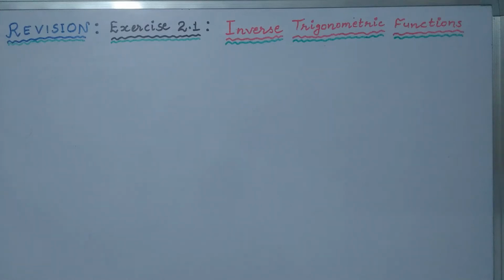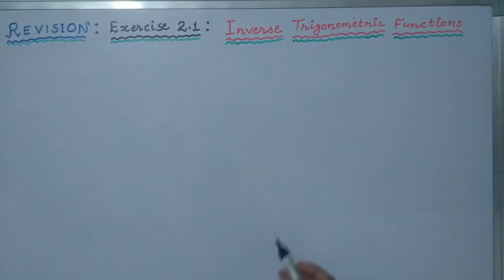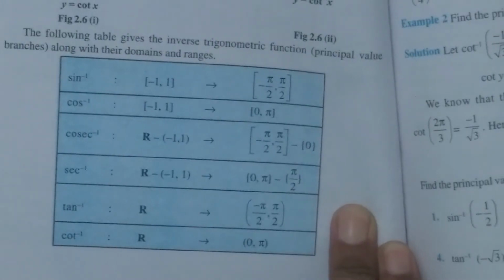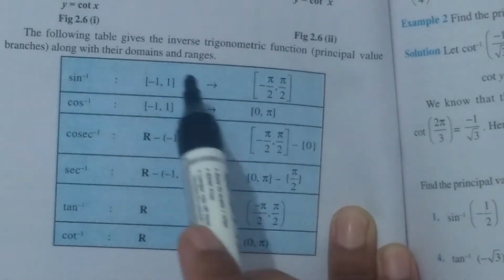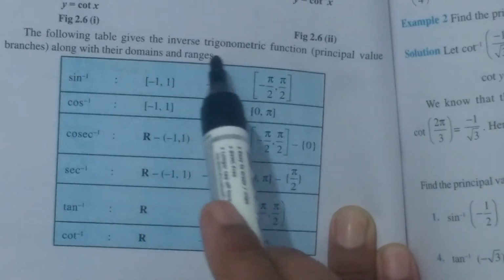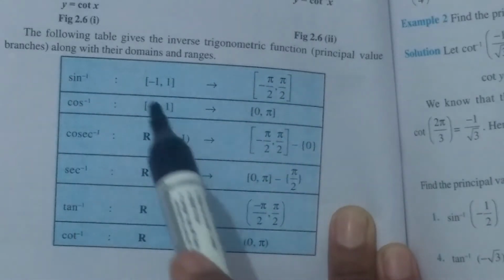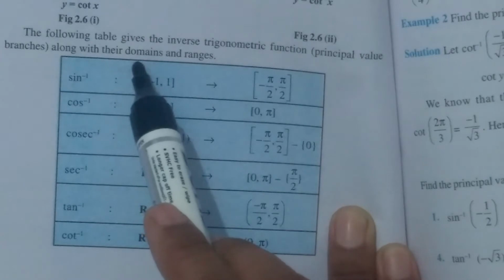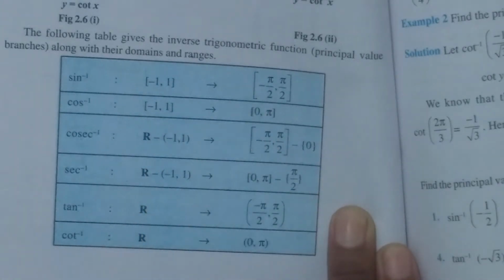Welcome, dear students. Today we are going to revise our exercise 2.1 inverse trigonometric functions for class 12 students. So let us proceed. First of all, let us recall the table which gives the inverse trigonometric function principal value branches, which tells us the domains and ranges of the inverse trigonometric functions.